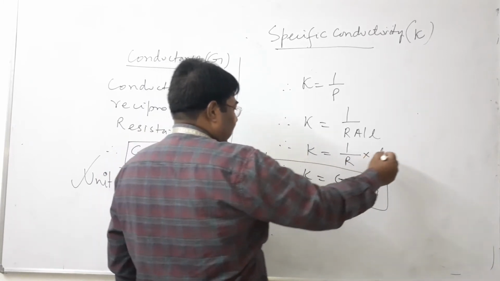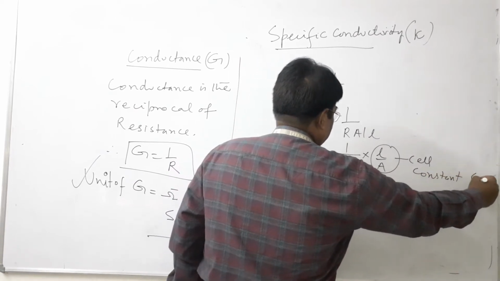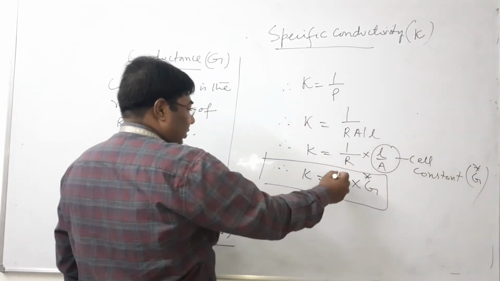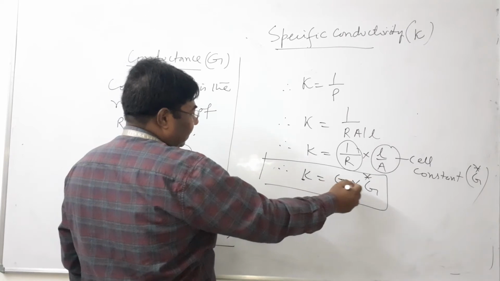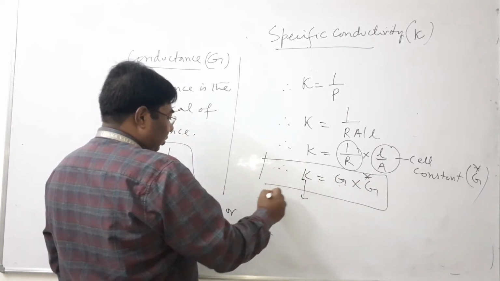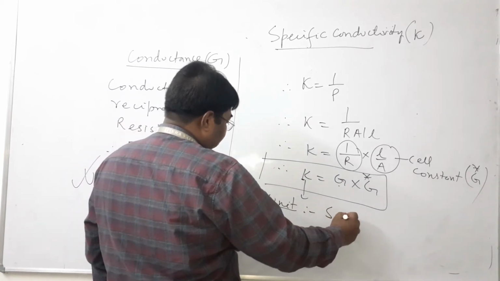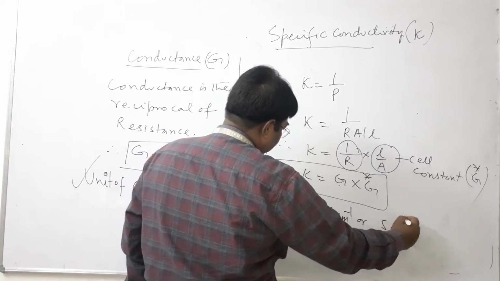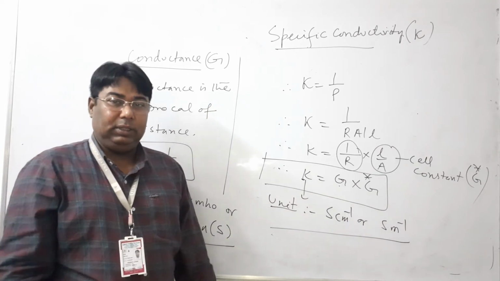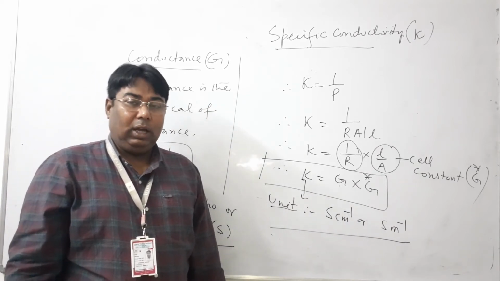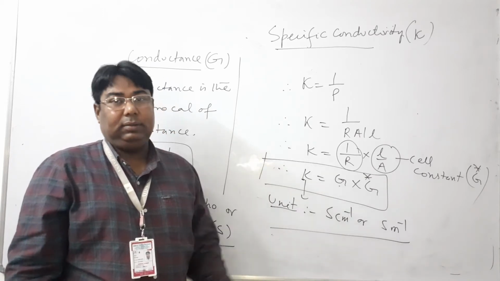Then K is equal to G into G star, where G star is the cell constant and G is the conductance. So conductivity is equal to conductance into cell constant, and the unit is Siemens centimeter inverse or Siemens meter inverse. So these are the terms related with specific conductivity. Hoping that all of you understand. Now we discuss some questions based on this topic.